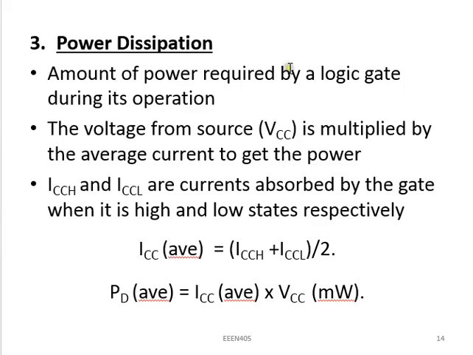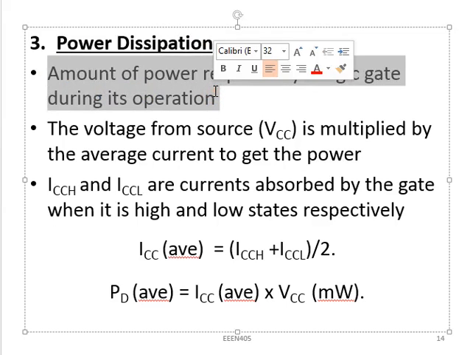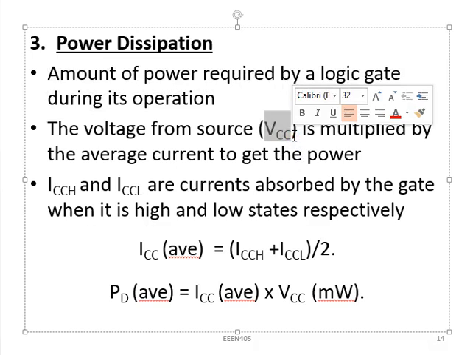Then property number 3 is the power dissipation, and this power dissipation is nothing but the amount of power required by the logic gate for it to operate. For us to determine that, all we need to do first of all is to get the amount of voltage that is used for driving the gates, that is the supply voltage, VCC.